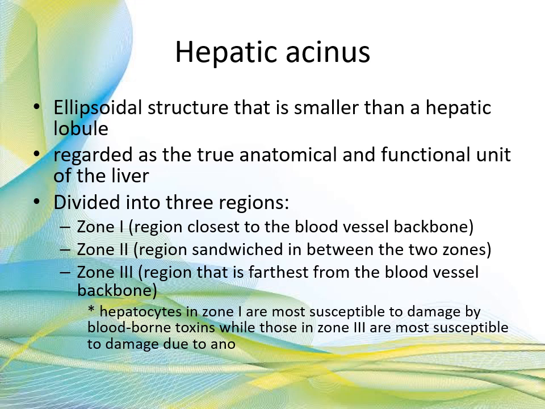Hepatic acinus, it is an ellipsoidal structure that is smaller than the hepatic lobule. It is regarded as the true anatomical or functional unit of the liver. So it is divided into three regions. We have zone 1, the region closest to the blood vessel backbone, zone 2, the region sandwiched in between the two zones, and zone 3, the region that is farthest from the blood vessel backbone. So hepatocytes in zone 1 are most susceptible to damage by blood-borne toxins, while those in zone 3 are least susceptible to damage.